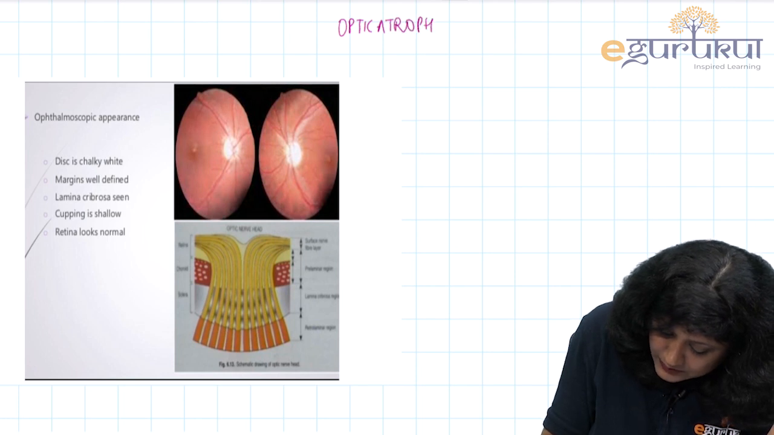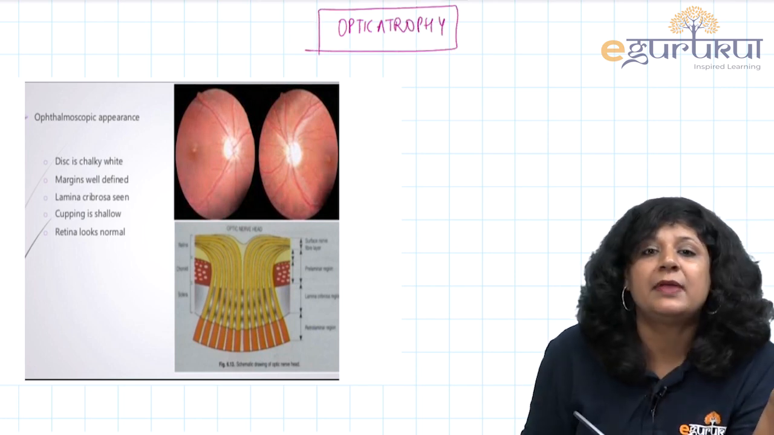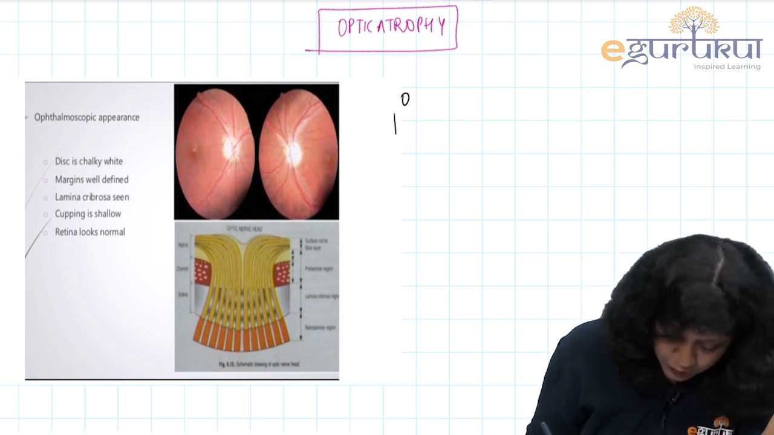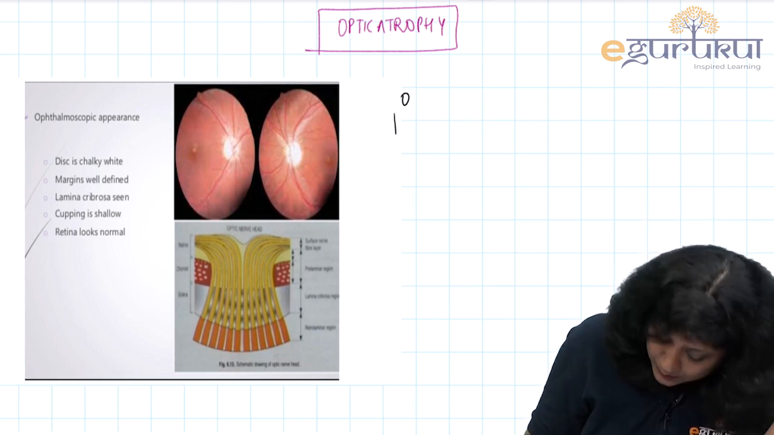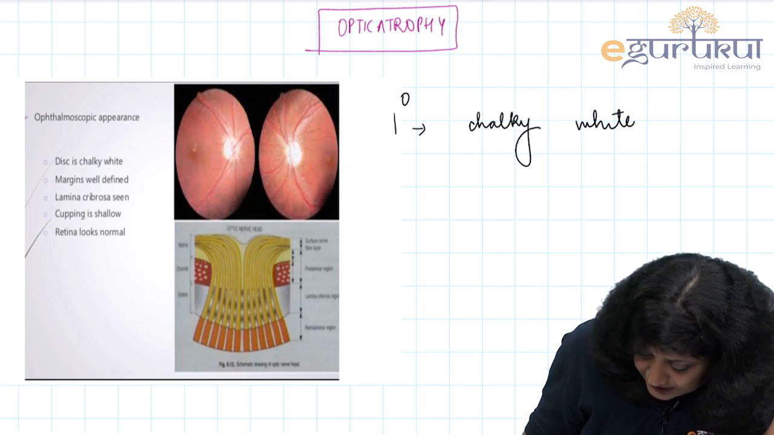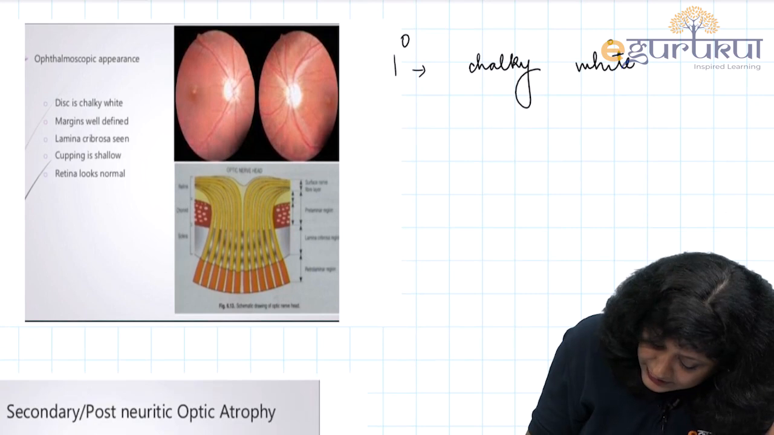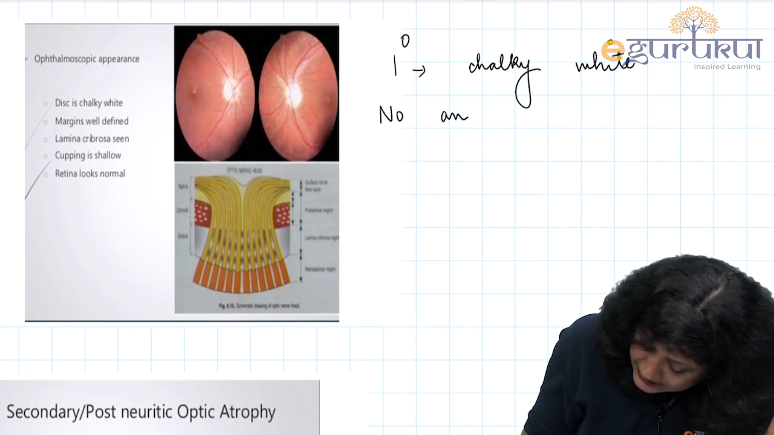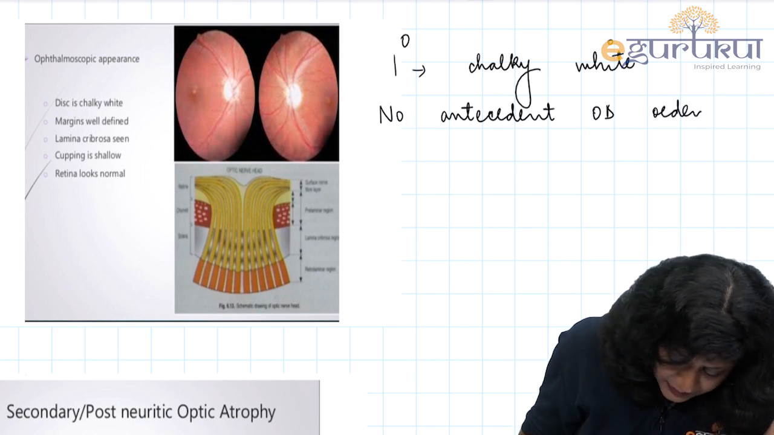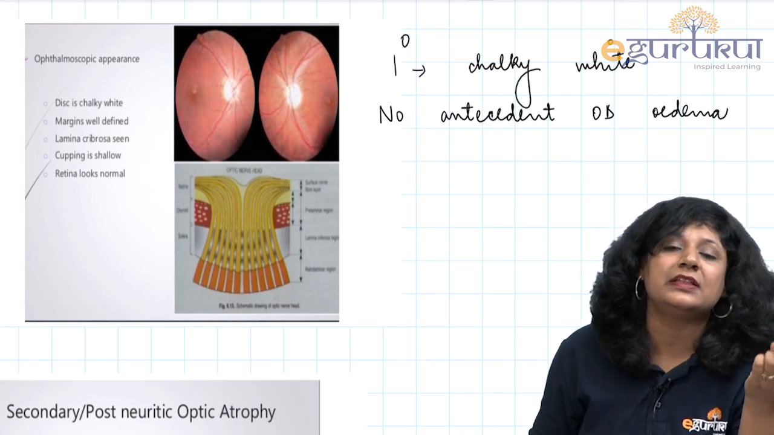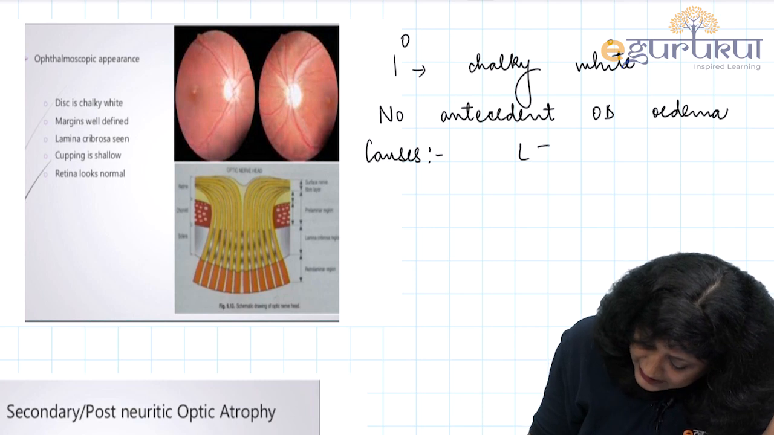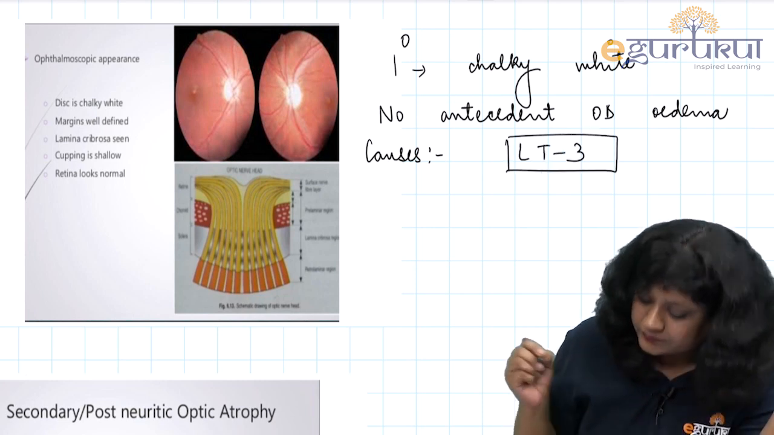Optic atrophy. In optic atrophy, we mainly have three kinds. If I talk about the primary optic atrophy, always remember that primary optic atrophy is chalky white in color. And the second thing you have to remember is that there is no antecedent optic disc edema. So if I am not getting any history of previous optic disc edema, that means it's a primary optic atrophy.